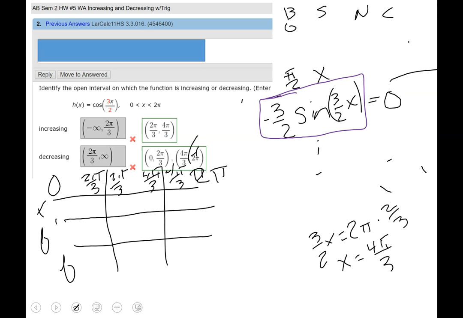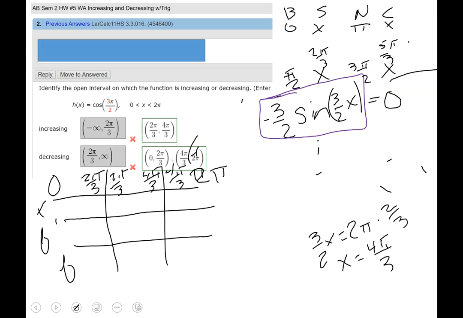And then the next one would be 2 pi over 3. And there's an x up at the top, and this is pi. And it goes down to 3 pi over 2. And then there's an x. And the next one would be 5 pi over 3, I believe. And there's an x up at the top.